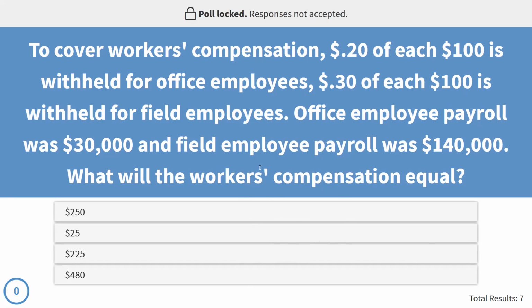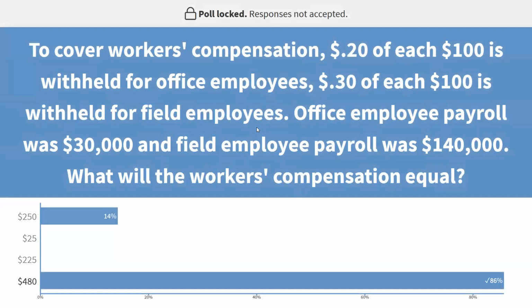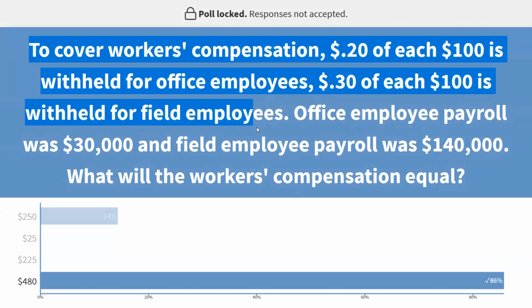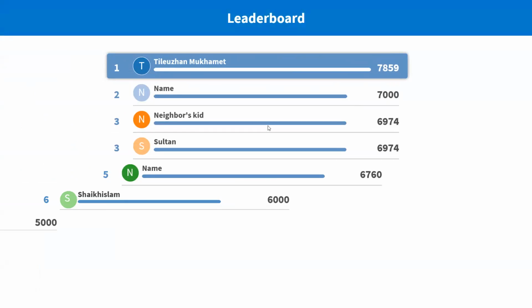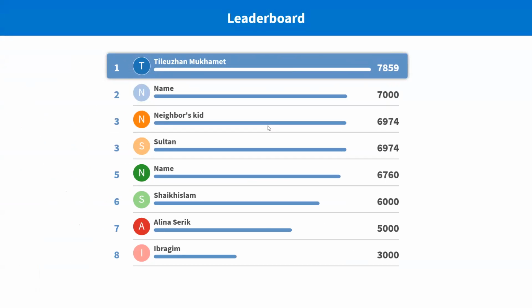So I have got 7 results. Here is the answer, $480. Since I timed it, the quicker you answer, the higher the marks you will get. These are the results.